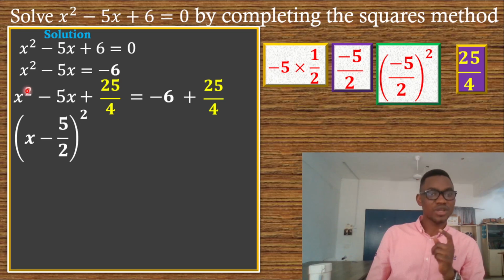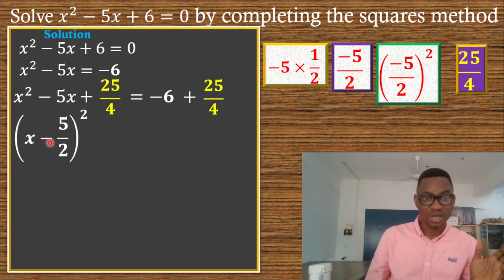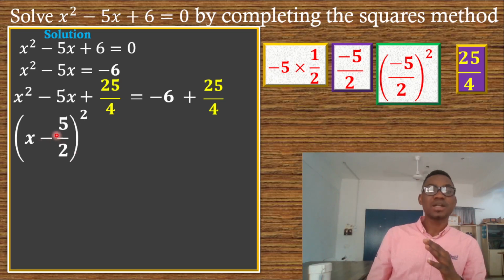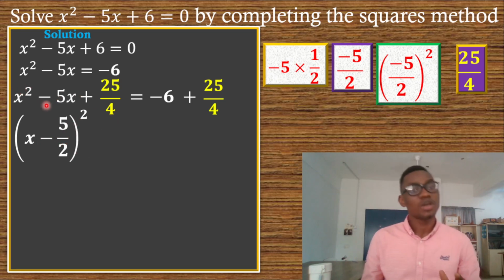This is just the simplest way of factorizing any perfect square trinomial. Take the root of the first term, which is x squared, then take the root of the last term, which is what? 25 over 4, which gives us 5 over 2. Then you maintain the sign of the middle term. You have minus here, you maintain the sign. Then you square everything. Okay, as you can see, if you expand this expression, we are getting back x squared minus 5x plus 25 over 4. I hope that's very clear enough.